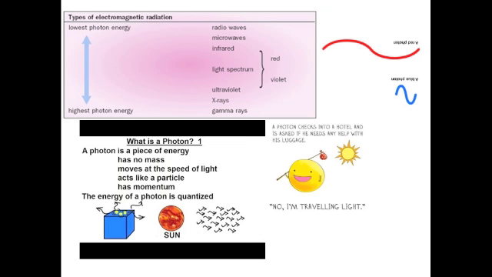Now, my red photon is a lower energy photon, so you can see that it has a longer wavelength, and my blue photon has a shorter wavelength, therefore a higher energy. So if you're wondering what the heck a photon is, it's a piece of energy, has no mass, moves at the speed of light, acts like a particle, has momentum, and can be quantized, which means it can have different amounts of energy.